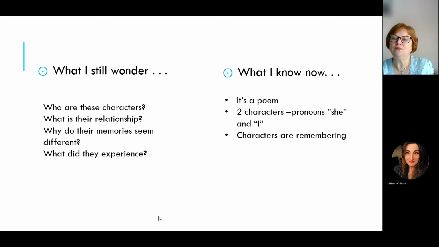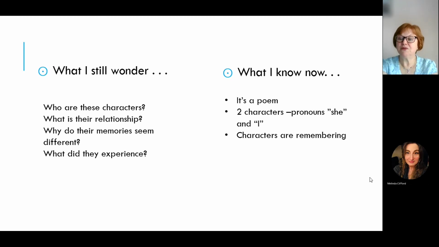Now that you've read the poem, consider these questions. What do we know now? And what do we still wonder? What has changed after reading the poem? Now that we see the words in context, what has led us to new understandings? And we might see connections, and we might understand now how the words fit together. We can start to make inferences.